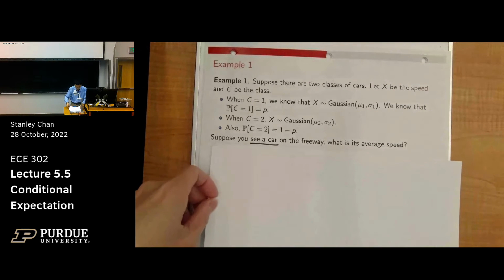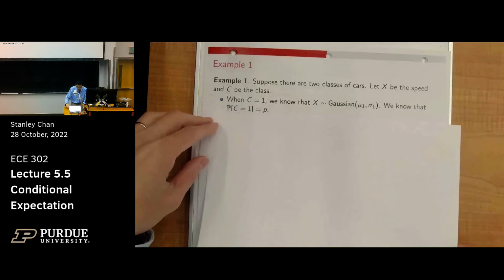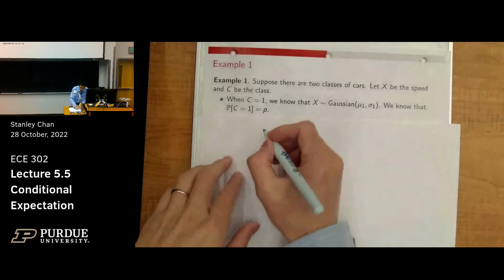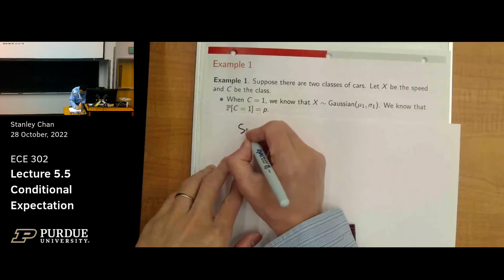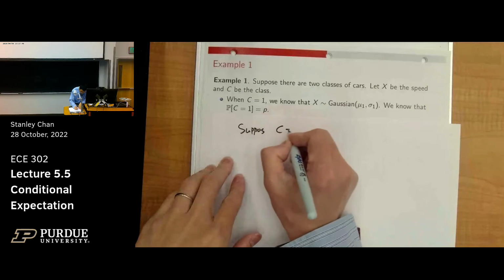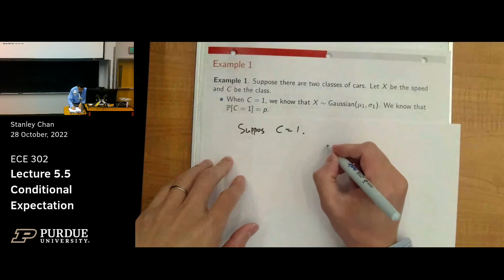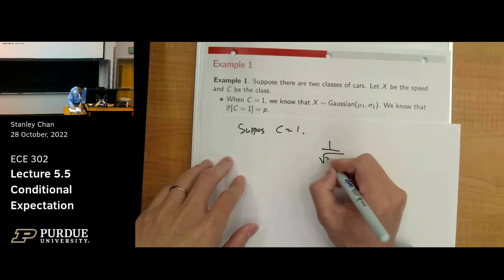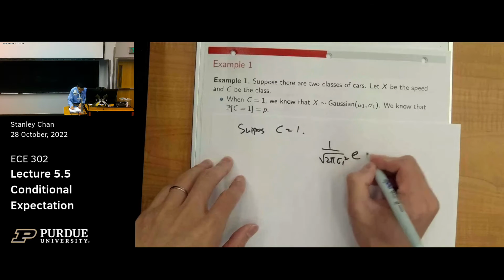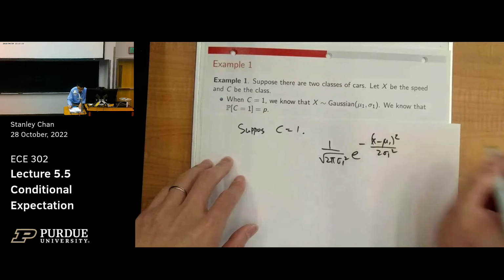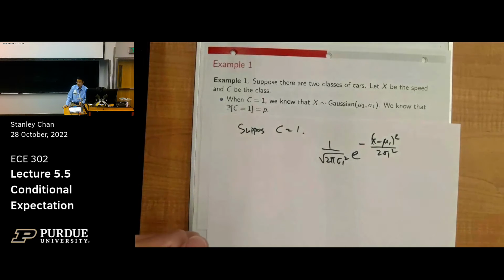All right, so how should we do it? Well, let's look at the first class, class 1. Suppose you're class 1, suppose C equals 1. Then what would be the distribution? Well, the distribution is Gaussian. So it means that you have 1 over root 2 pi sigma 1 squared, e to the minus (x minus mu 1) squared divided by 2 sigma 1 squared. This is your Gaussian distribution.